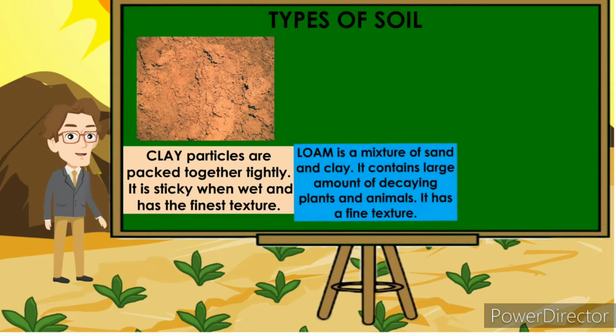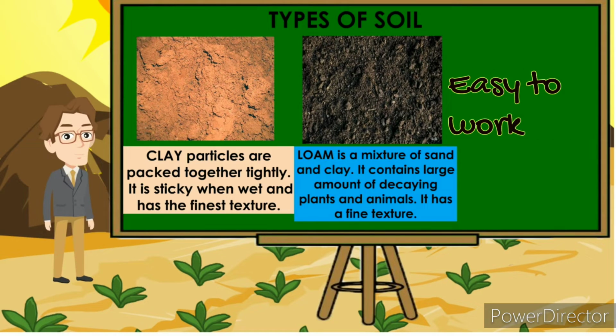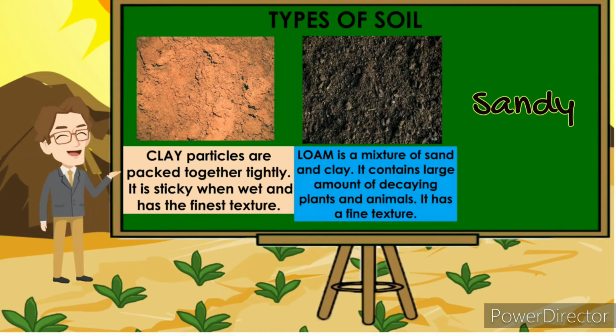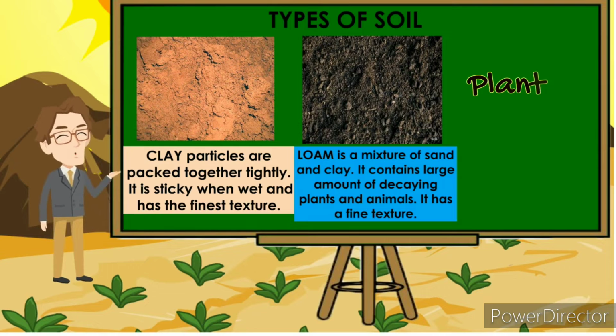Next, we have loam. It is a mixture of sand and clay. It has a lot of decomposing plants and animals in it. It has a fine texture. This soil is rich in nutrients, easy to work with, and drains well. It can be sandy or clay loam depending on the prevailing composition. It can hold enough water and oxygen, which are good for plant growth.